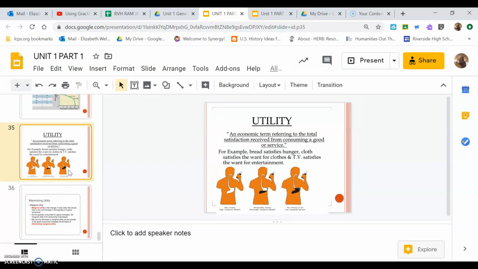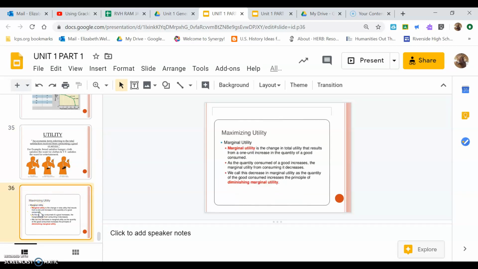There's utility, the usefulness or satisfaction you receive from an item. Marginal utility is the change in total utility that results from a 1 unit increase. But what happens is diminishing marginal utility usually interferes with this, and that is going to cut in. So that's a lemonade example.